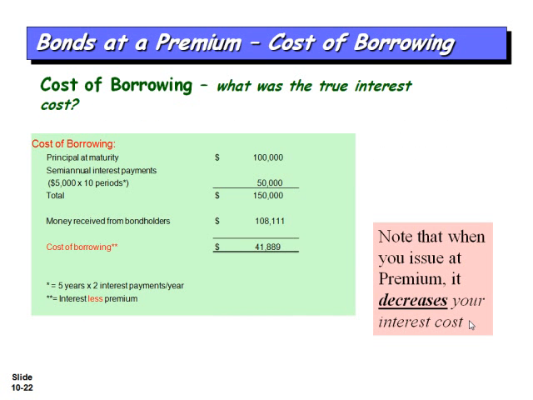So what's the true cost for that bond at premium? Again, $100,000 paid back to the bondholders, $50,000 paid to the bondholders for interest, but we actually got more than face value. We got $108,111. So our cost of borrowing was less. So when we issue a bond at premium, it decreases your interest costs over time.